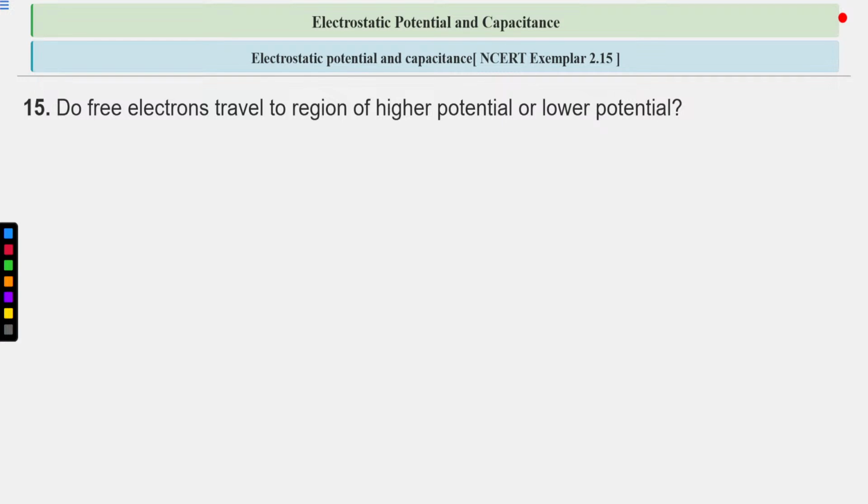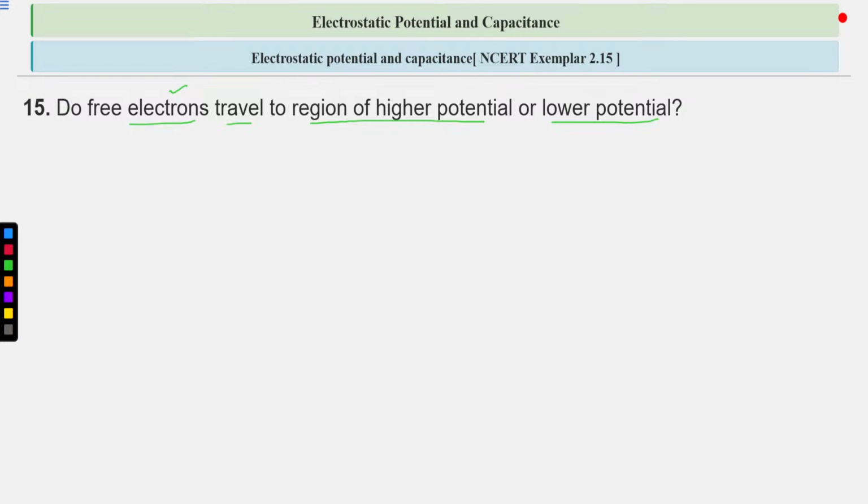Next question 15. Do free electrons travel to region of higher potential or lower potential? We have to identify that an electron moves in the electric field in the direction opposite to the electric field, not in the direction of the electric field. Positive charge moves in the direction of electric field, but electrons are negative charge particles, so they move in the direction opposite to the electric field.